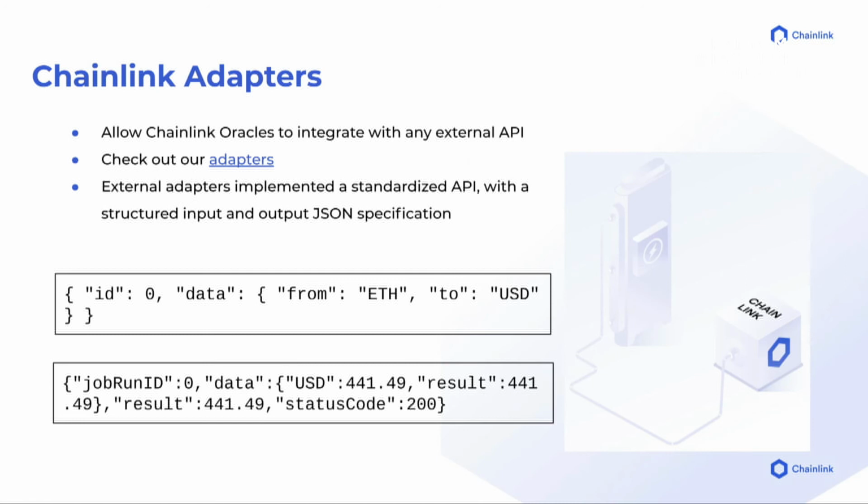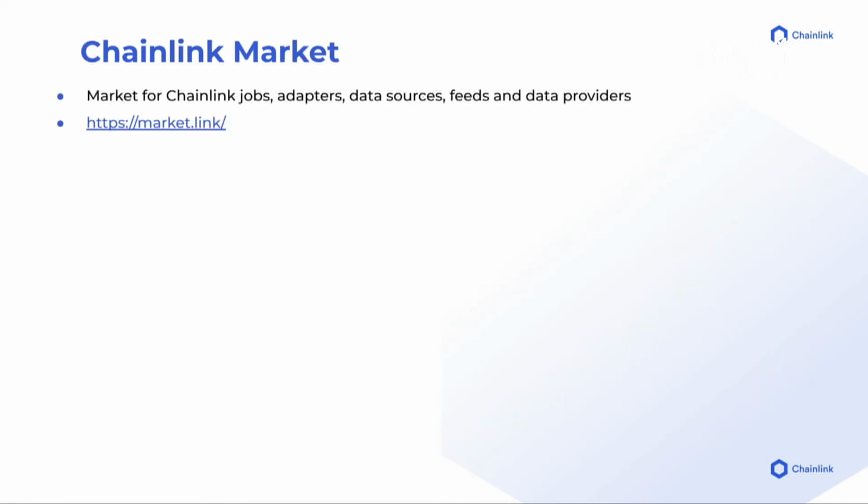So adapters are effectively this piece of software that has an input and an output and allows you to basically do anything at the Oracle layer. Most of the time we've got a lot of adapters that are for hitting backends, pulling in binary data, pulling in numbers, all those sorts of things. But effectively, there's a structured input and output JSON specification for every adapter. So you've got these standardized APIs that let you connect to and really do anything via the Chainlink node.